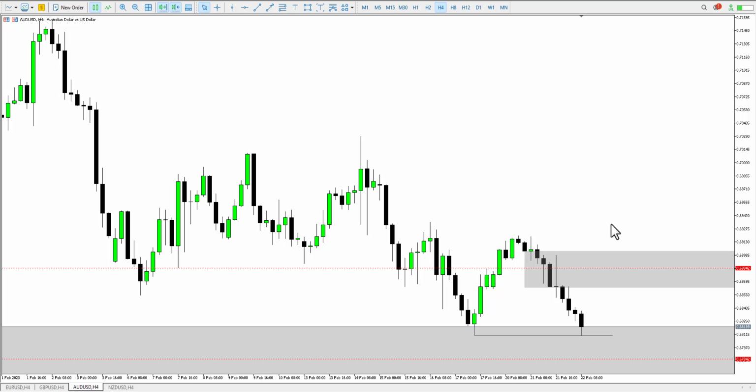And for those in the signal group, you have already got your signal on this asset. Let's see how that pans out during the course of the day.